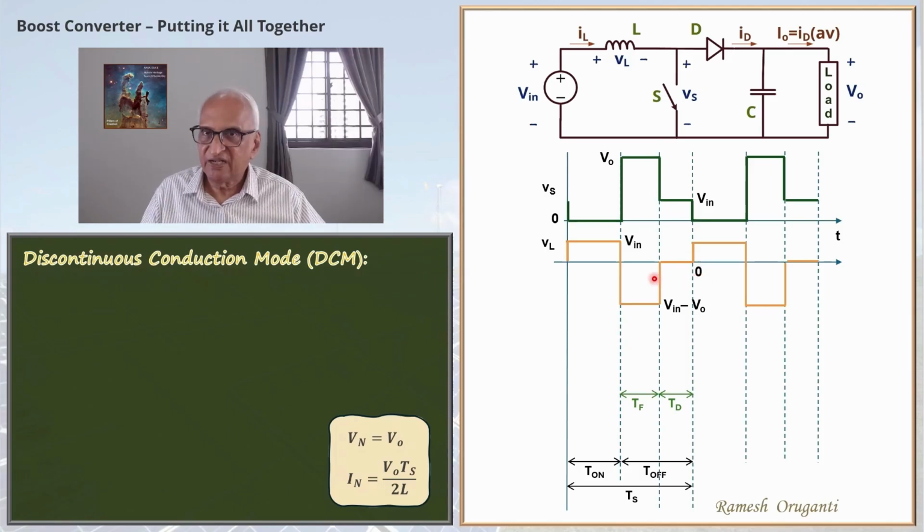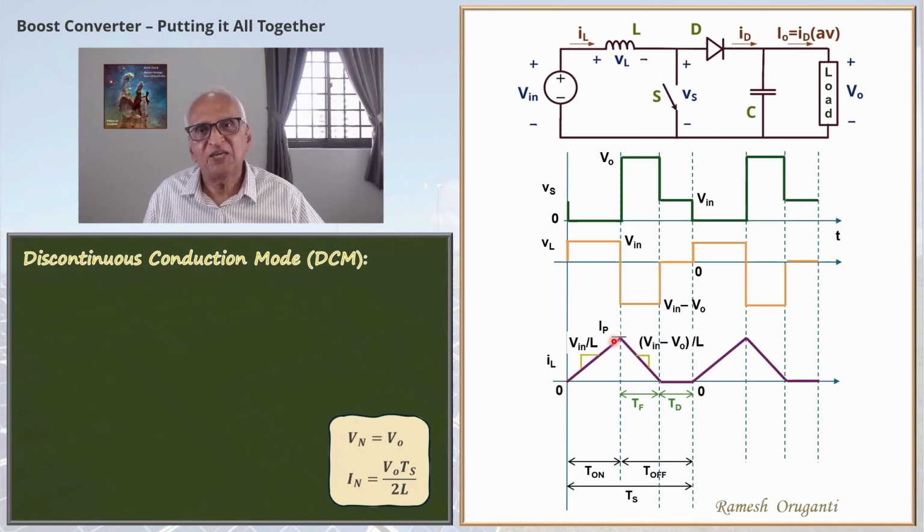The inductor current can now be plotted. The inductor current starts from 0, and when the switch is switched on during the T on interval, it goes to a peak of IP at a slope of Vin by L. And when the switch is switched off, the current falls. Vin minus V0 by L is the slope, and it reaches 0 at the end of the TF interval, the current fall interval. And that's when the diode switches off. Then the inductor current stays 0 till the next cycle when it starts rising again, when the switch is switched on again. So this is the inductor current waveform.